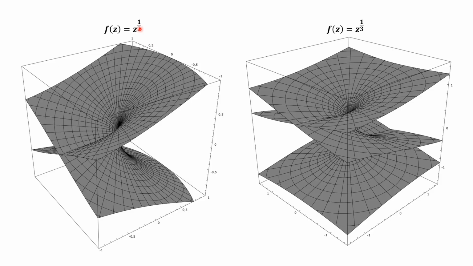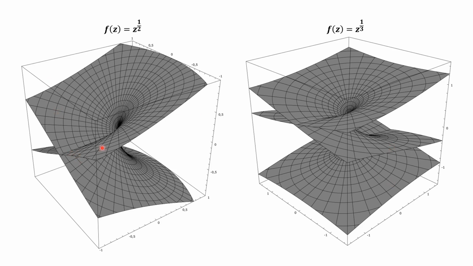The two examples we mentioned on the previous slide, z to the 1/2 and z to the 1/3, are shown here as Riemann surfaces. I took these figures, changed them to black and white, but they come from the Wikipedia article entitled Riemann surface. Here you have 2 sheets. Here you have 3 sheets, as we mentioned.